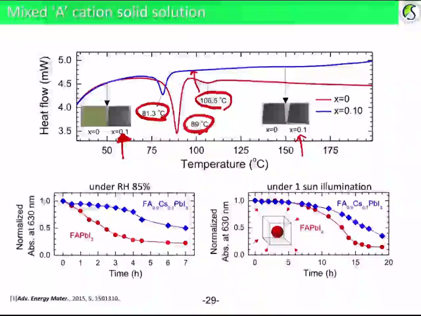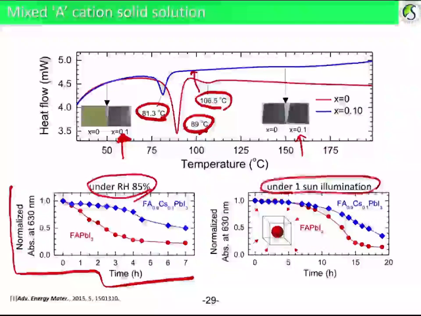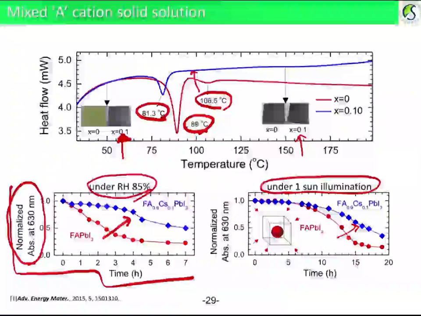And owing to the enhanced thermodynamic phase stability at room temperature, we can see that the film stability under high humidity and sun illumination is improved with the incorporation of the cesium. So this is the absorption of the film at high humidity and sun illumination.